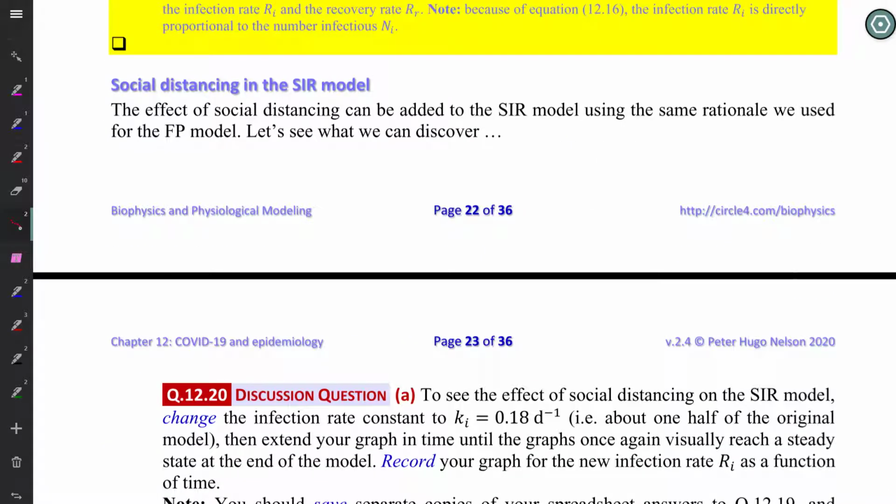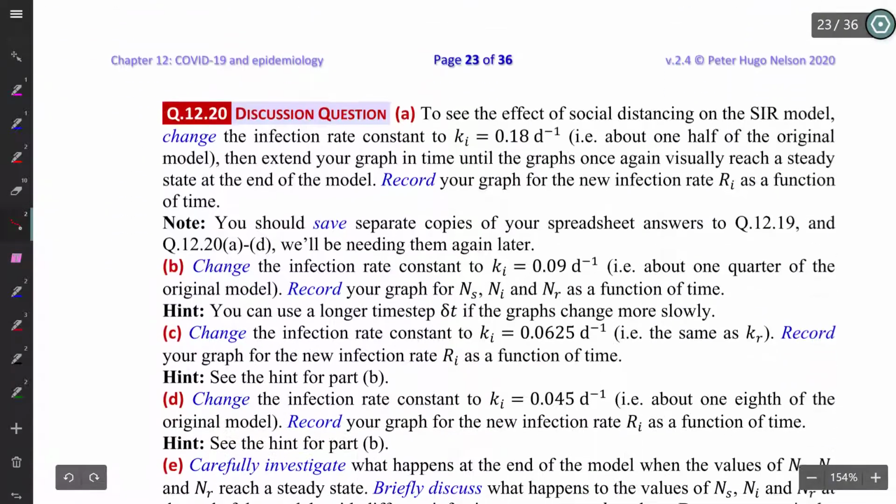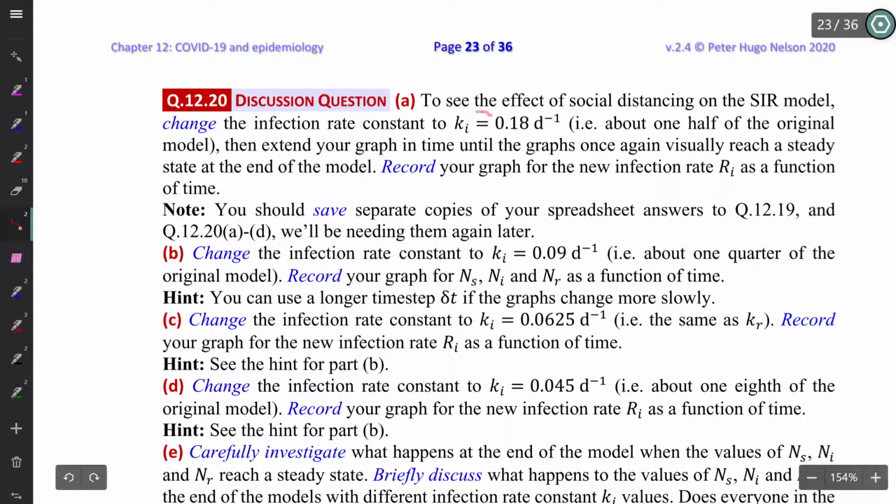So question 20 is about seeing how the effect of social distancing is accounted for within the SIR model. What we're going to do is decrease the infection rate constant from 0.36 to 0.18, so make it half as big. Then you have to record your graph for RI as a function of time.